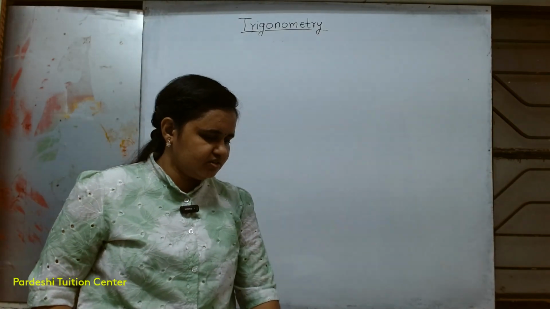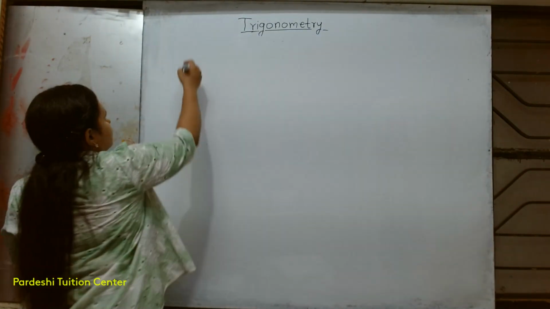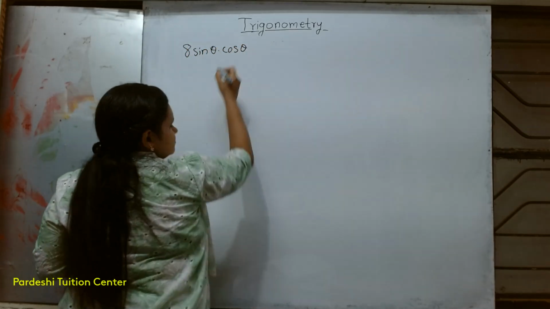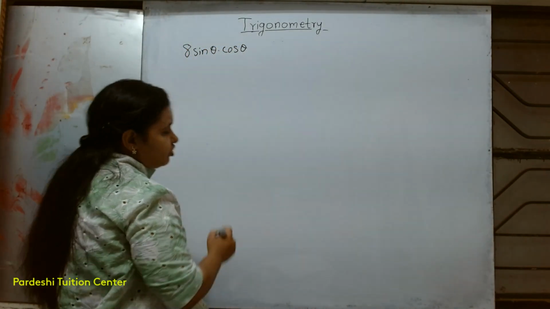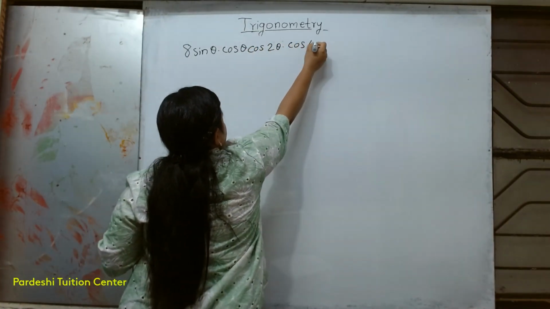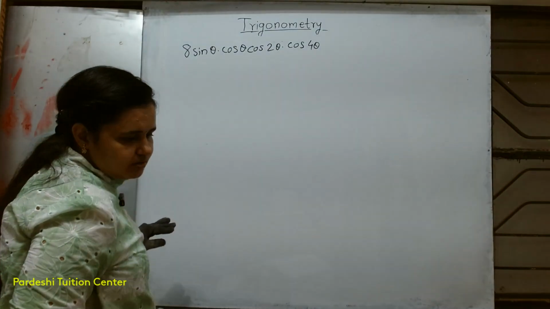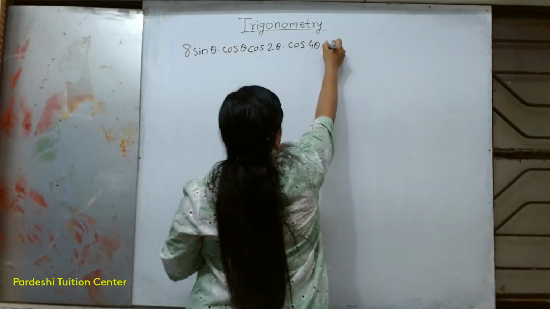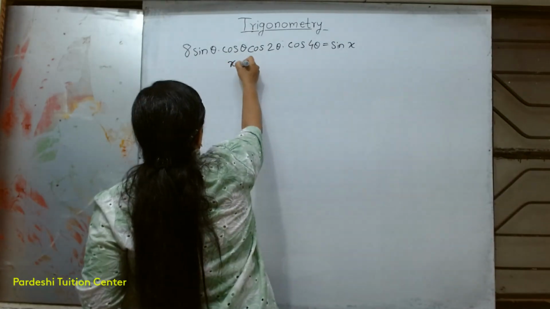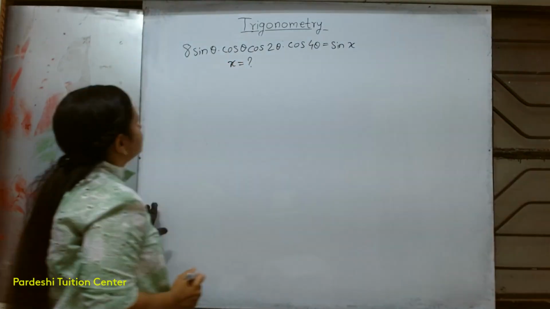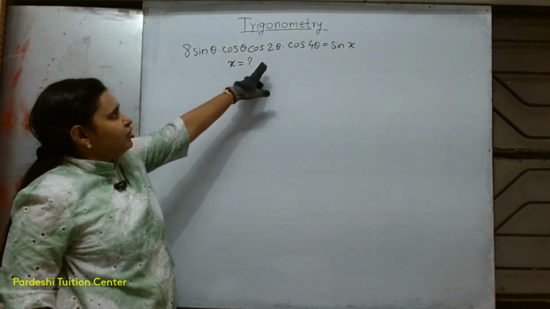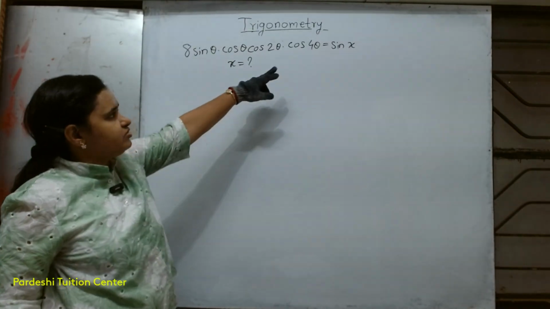Again 7th question: if 8 sin theta cos theta cos 2 theta into cos 4 theta is equal to sin x, and we have to calculate the value of x. So 8 sin theta cos theta cos 2 theta cos 4 theta is equal to sin x.